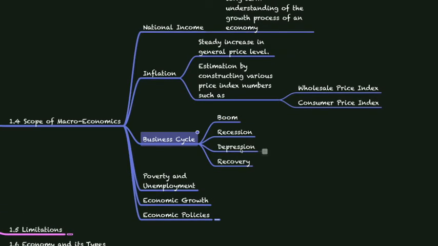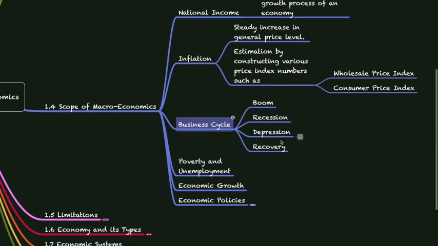The next one is business cycle. There are four different stages in a business cycle. The first one is boom, the second one is recession, third is depression, and the fourth is the recovery stage. We'll also be studying in detail what a business cycle is in the coming chapters. But in general, macroeconomics study is important to understand the different business cycles in different economic activities.